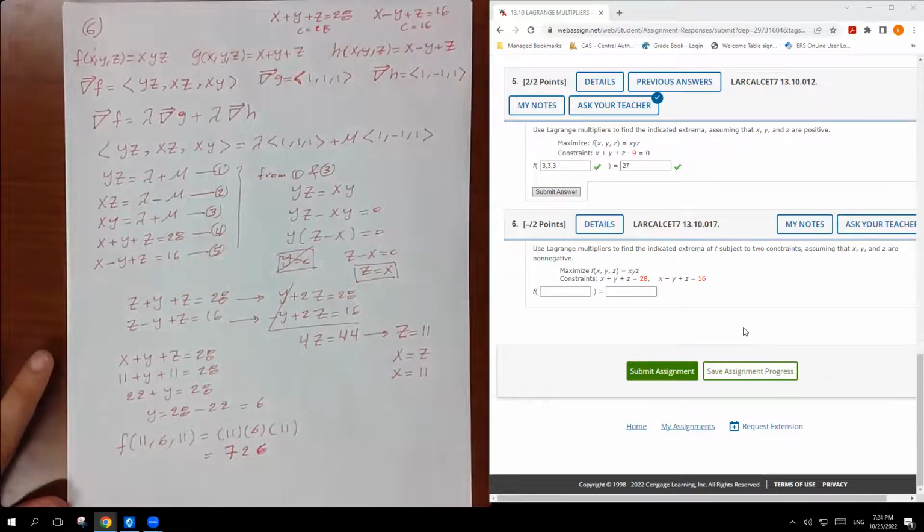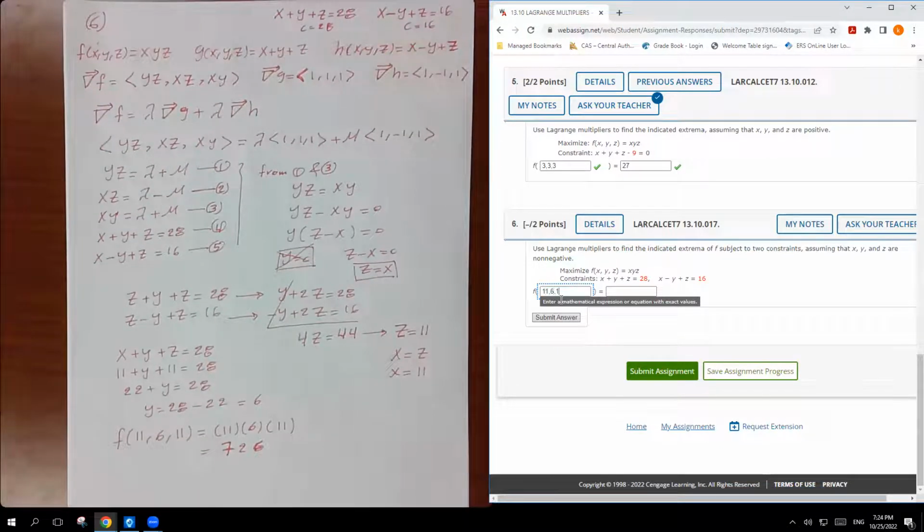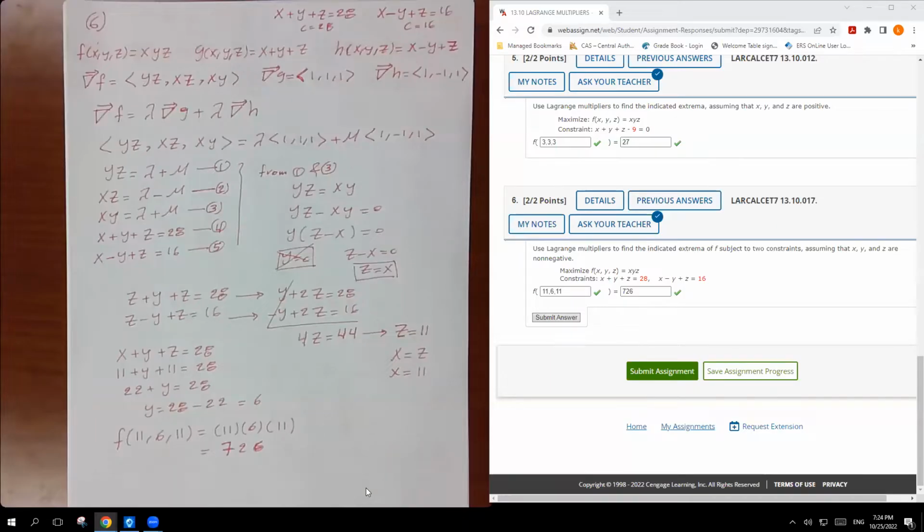Let's check this one. The last example. So it's going to be 11, 6, 11. And here 726. Here we go. We got it right. That's it for this section.